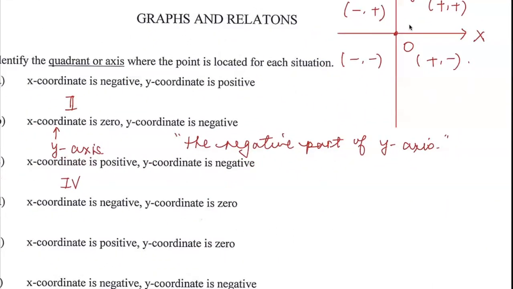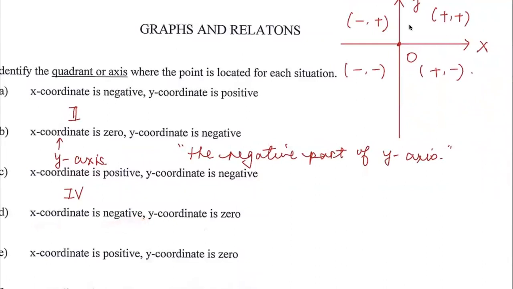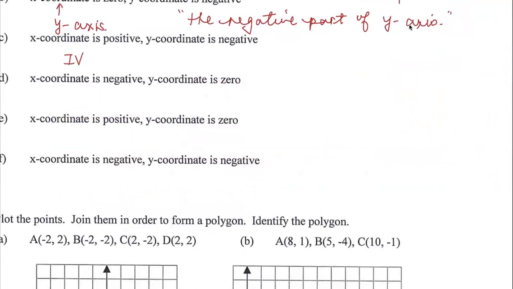But it also says x coordinate is negative. So we're only looking at the negative part of the x-axis, because only on this part of the x-axis do the points have negative x coordinates and 0 y coordinates. So the answer is the negative part of x-axis. Okay.